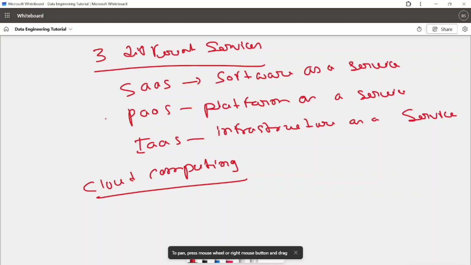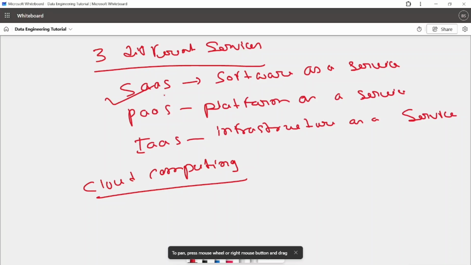So the first one is SaaS, software as a service. For example, Gmail. To take the services from Gmail, we are not going to install Gmail. We just use the services. Likewise we can say Outlook, Power BI, etc. These are some examples.